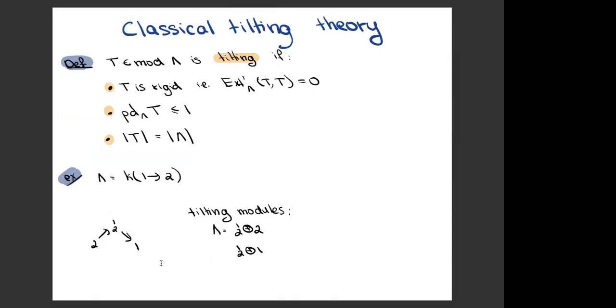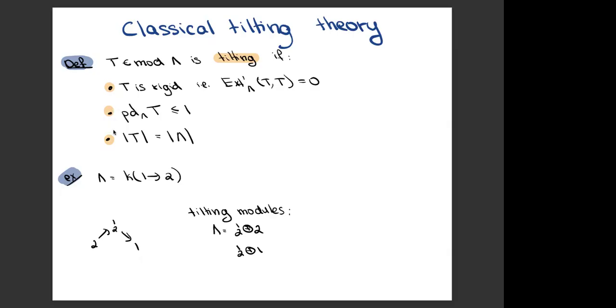Okay. So, an easy example. Suppose lambda is a path algebra over the A2 quiver. Then here's the AR quiver of mod lambda. What are the tilting modules?